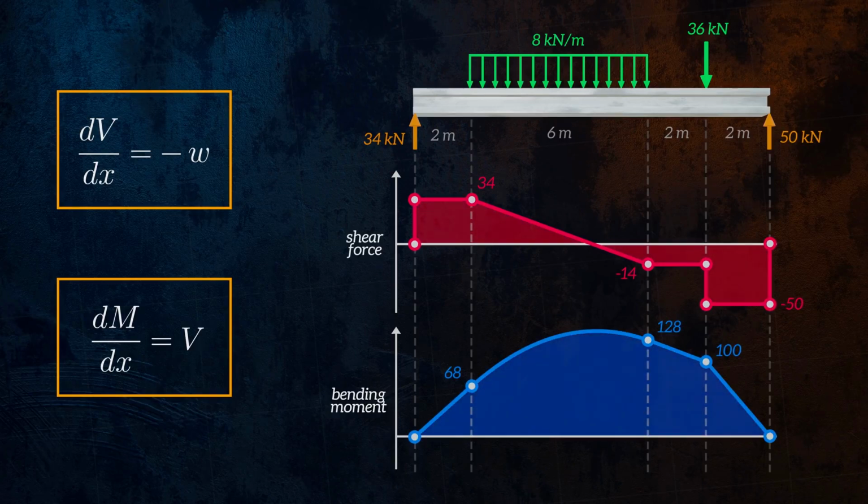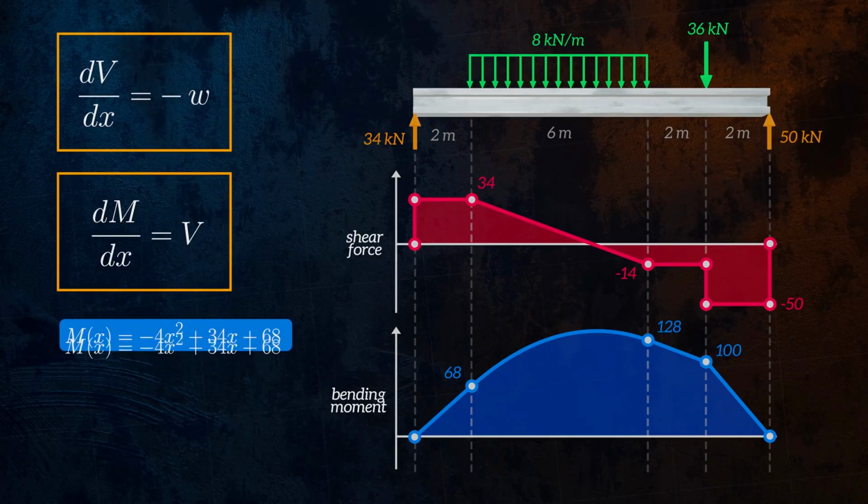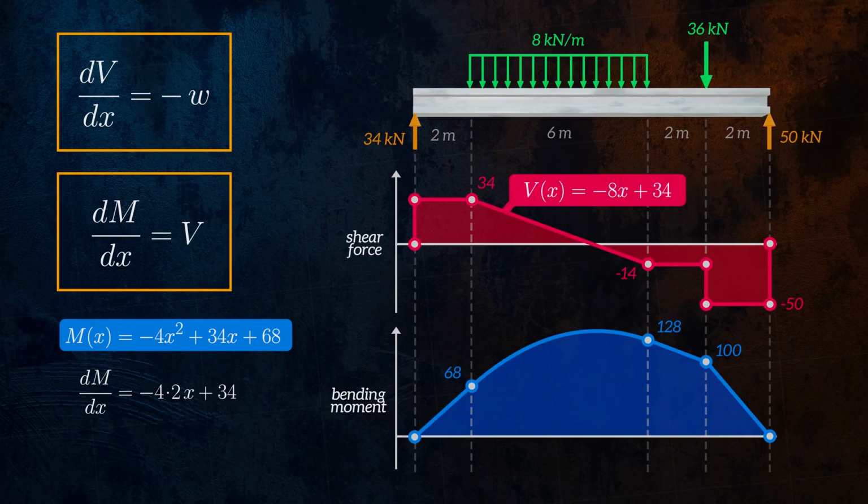By using the free body diagram method, we can show that the bending moment curve for the section of the beam under the distributed force is defined by the quadratic equation -4x² + 34x + 68. If we differentiate this equation, we get -8x + 34, which, based on the dM/dx equation above, we now know is the equation for the shear force curve in this section of the beam. If we differentiate again, we get -8, which is the equation for the distributed force.